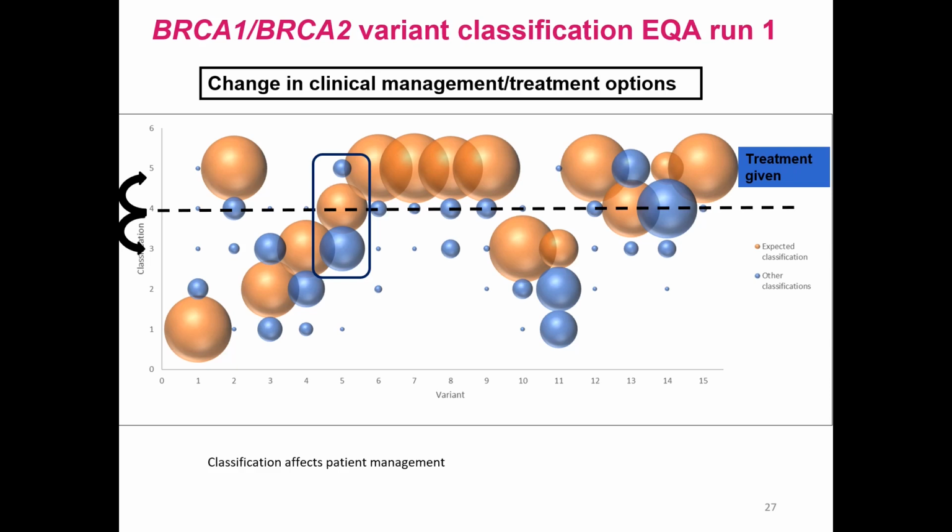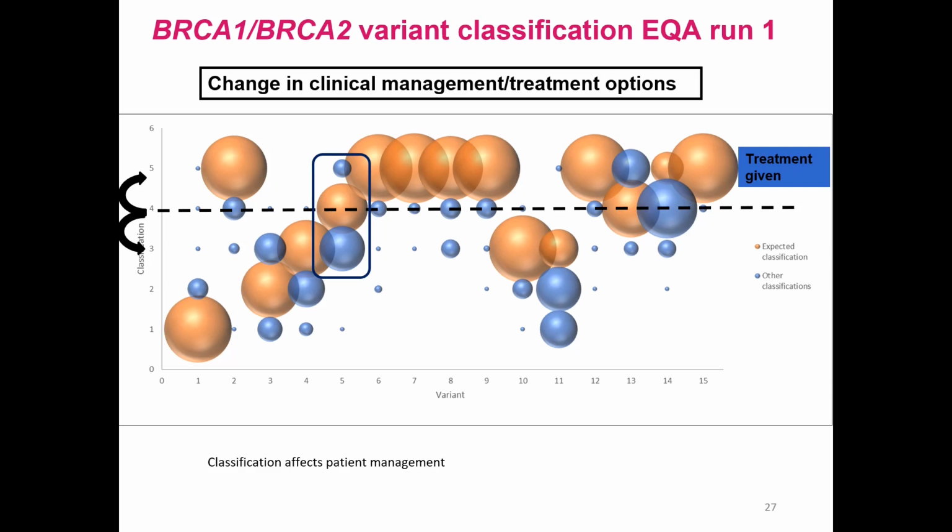The bubble chart shows the expected classification in bronze. Other classifications are in blue that the centres provided. Now for variant 5, you can see there is a discrepancy. You can see that the expected answer was a class 4 variant. However, a large proportion of centres chose to make this a VU, and for those centres, this patient would not receive the appropriate treatment. The size of the bubbles reflects the number of centres that said a particular answer.